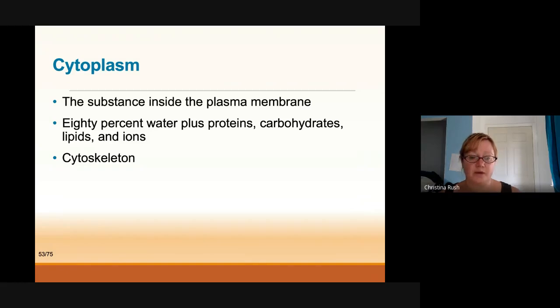Inside of the cell membrane, sort of right underneath it, and then also, depending on the type of cell, we have the cytoskeleton. The cytoskeleton, those are very specific types of proteins that are involved in cell division, that are also involved in cell shape.